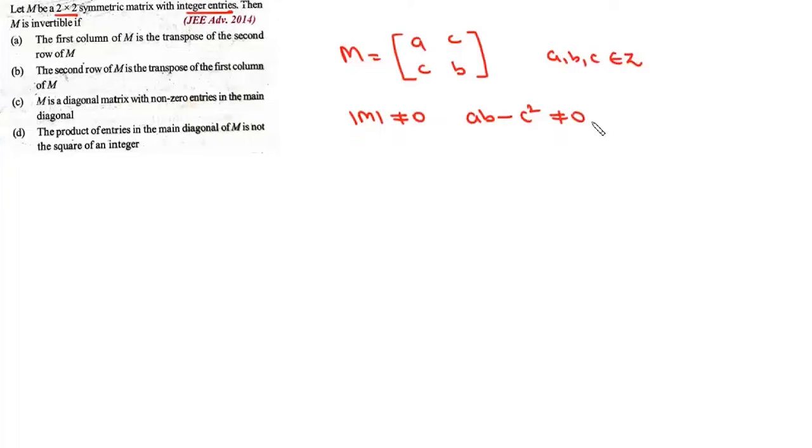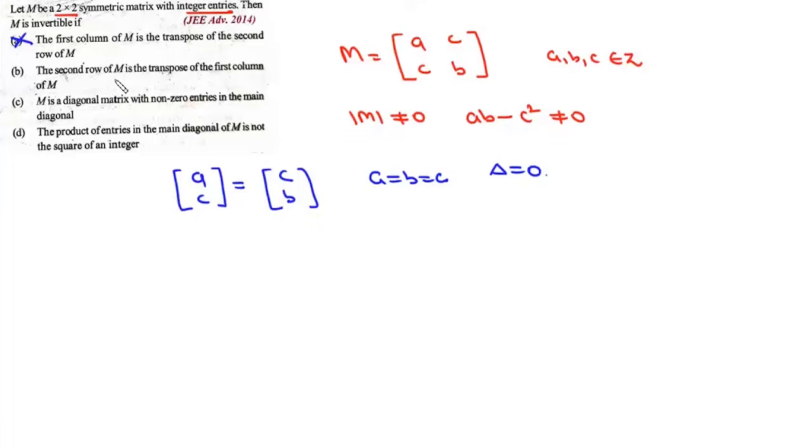Now if we look at the first option, it says the first column of M, which is [A, C], is equal to the transpose of the second row of M. If we take the transpose of the second row, it will be [C, B]. Now here we get A equals B equals C. In that case, the value of this determinant will be 0, and this M won't be invertible. So this option A is incorrect.